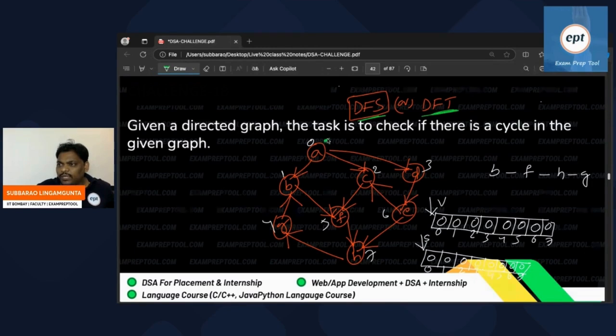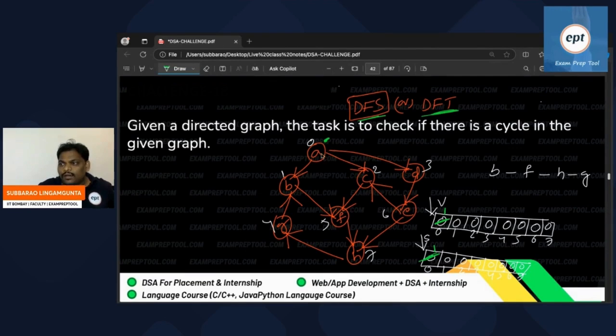I am starting from here. Whichever vertex you are starting from, widgeted of that vertex, A means 0, widgeted of that vertex is 1. And the stack also gets 1. Whichever vertex you start from, that person's widgeted is 1, and next, the stack also has it.